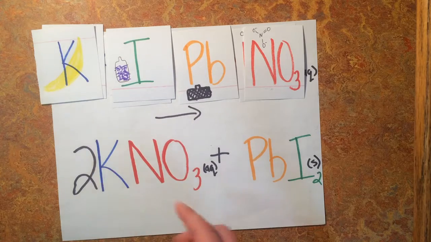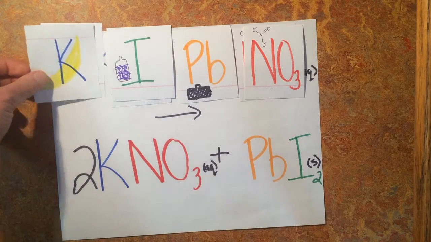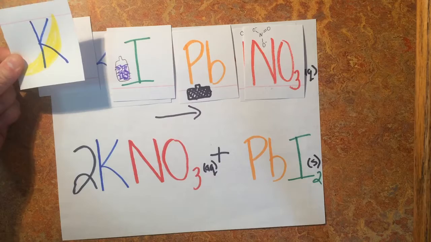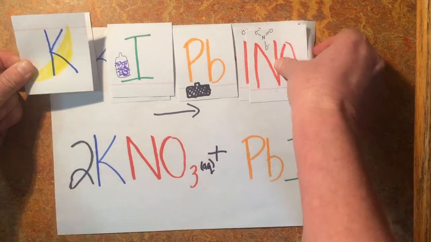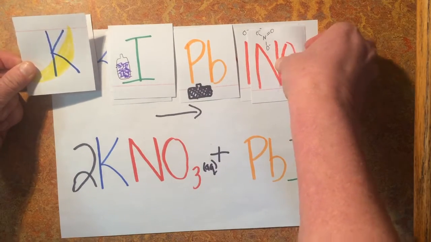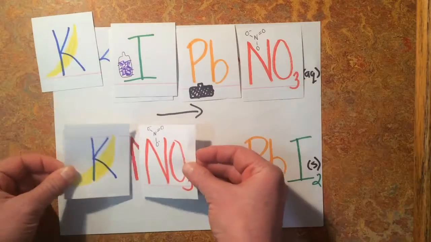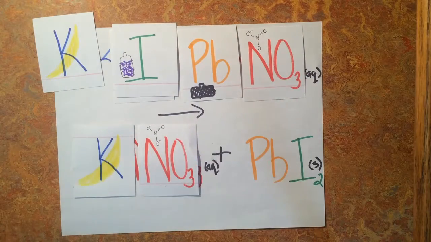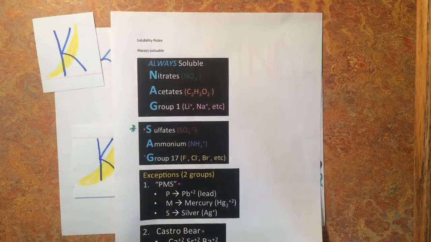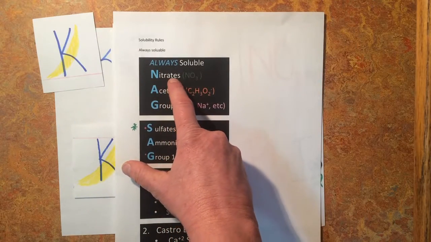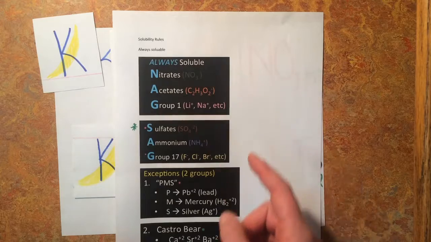Now when these recombined, we take the positive potassium ion and recombine it with the nitrate ion. That's going to be soluble. Here are the solubility rules. We know that nitrates are always soluble.